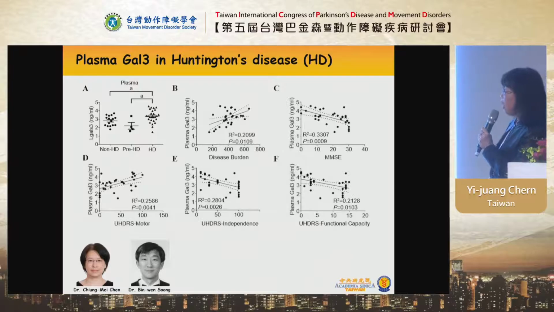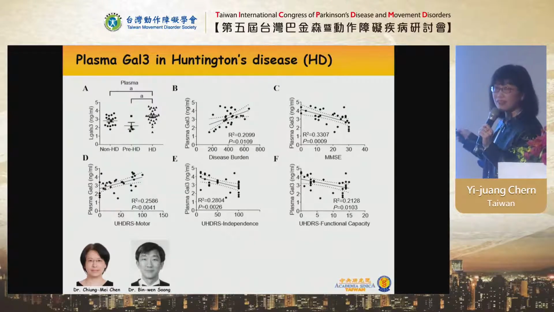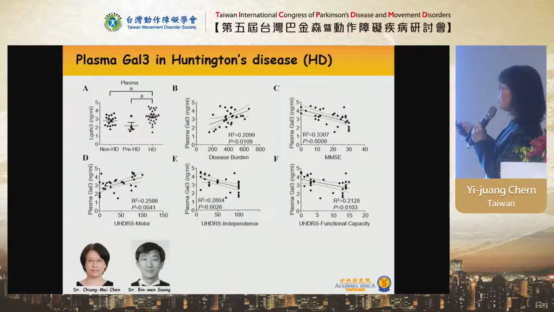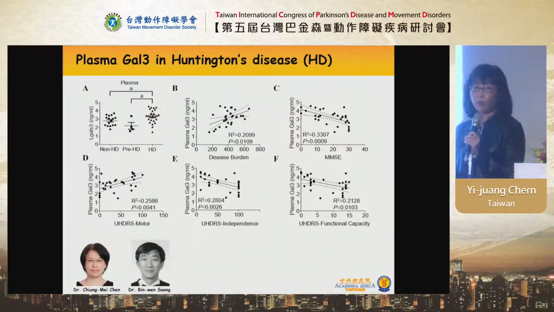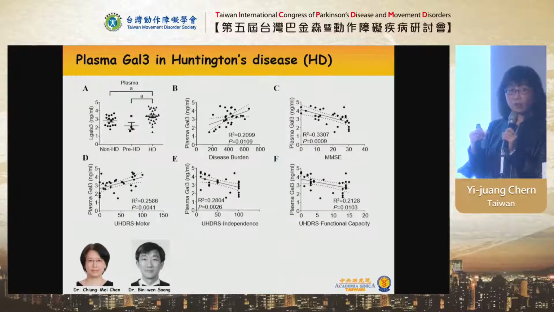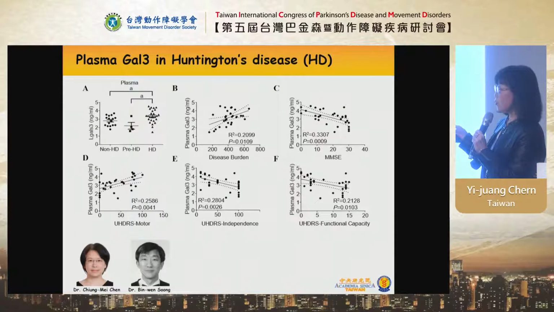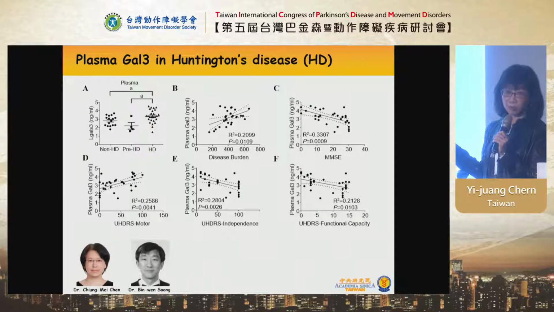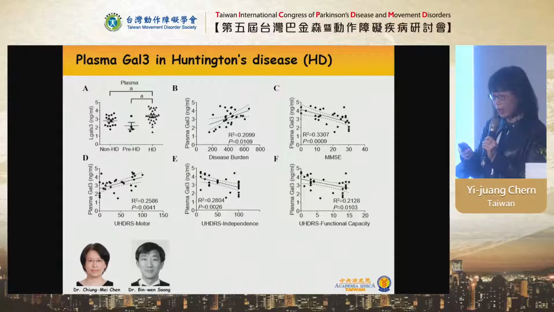And then if we follow, for example, here we look at MMSE, we know that this is not really the cognitive function that we are looking at, but it also correlates with the galectin-3 levels. If we look at the disease burden, the motor function, and independence, they all correlate. So to us, this is very important information: in addition to the mutation, maybe blood galectin-3 is also an important marker.